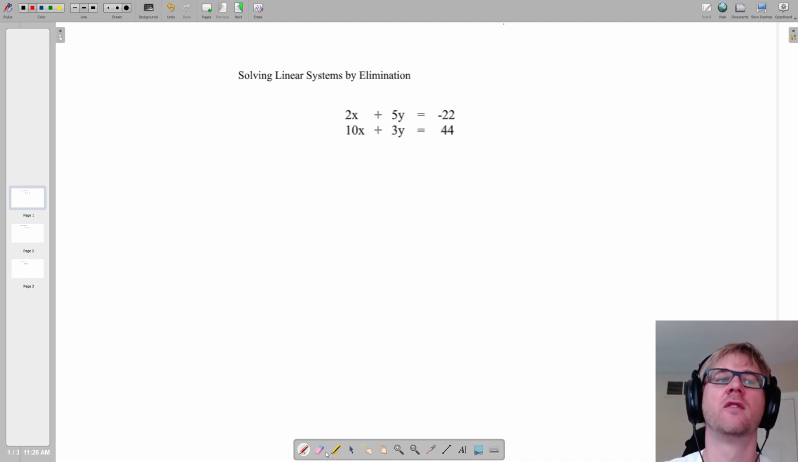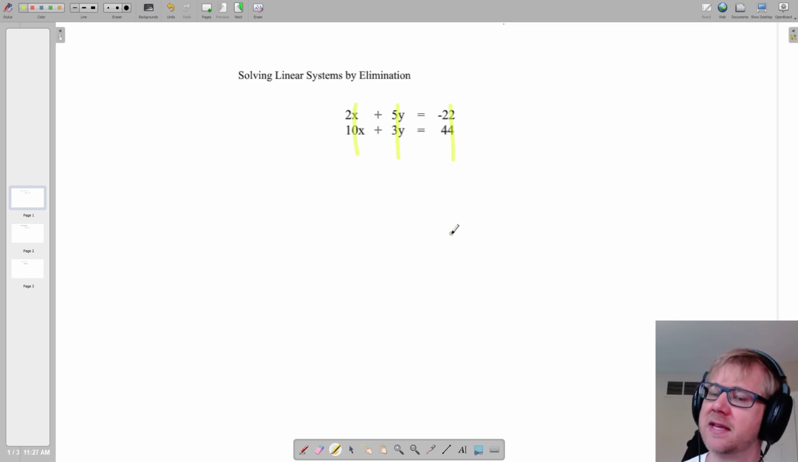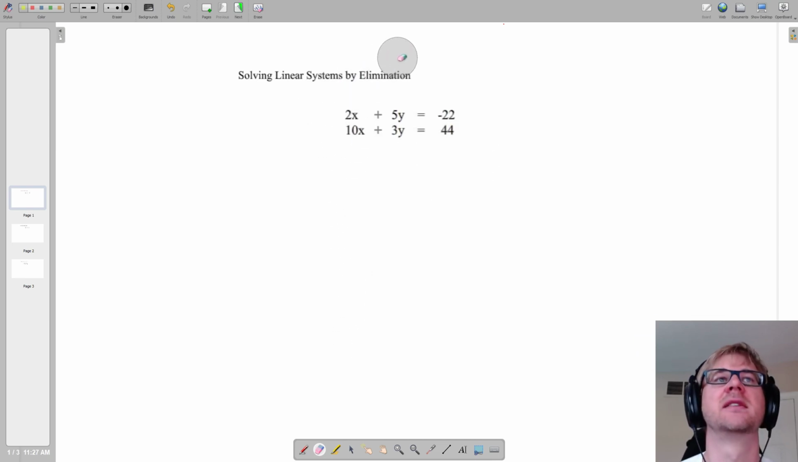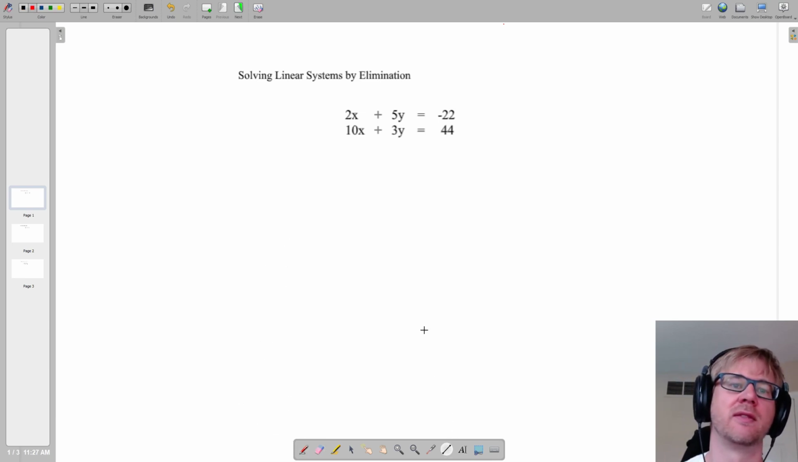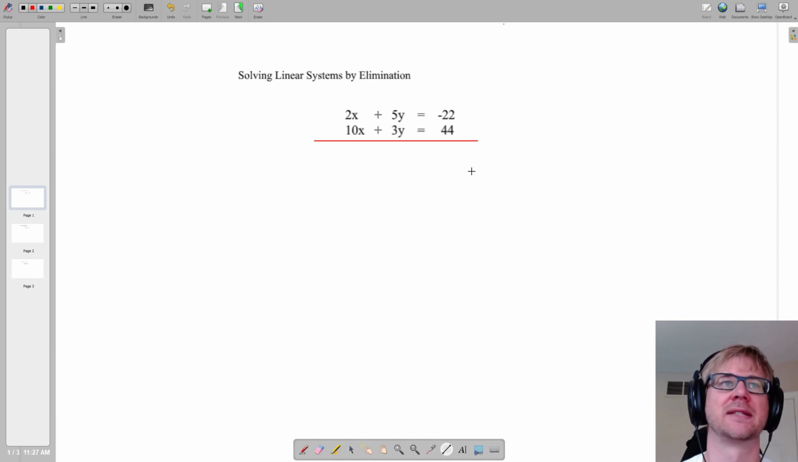So, first thing, you need to make sure your x's and y's are lined up, and then everything else is lined up before you even get into this problem. So you see that we have the x's over the x's, the y's over the y's, and then our constants on the other side lined up. You don't want to get into any trouble with variables not being lined up, so just make sure that's the case.